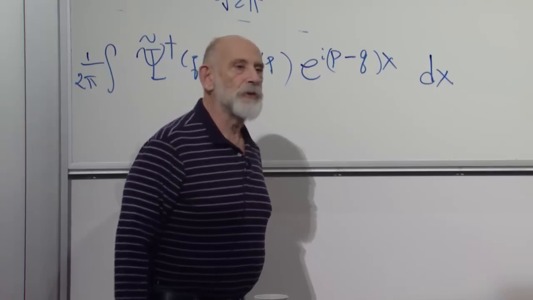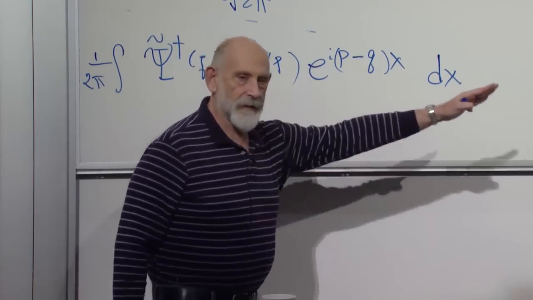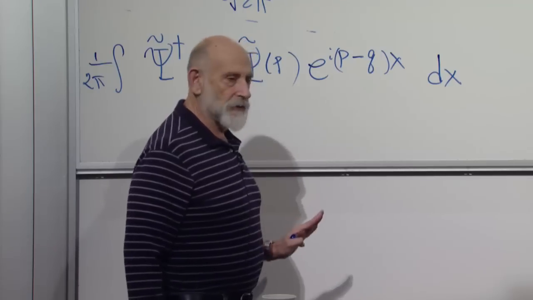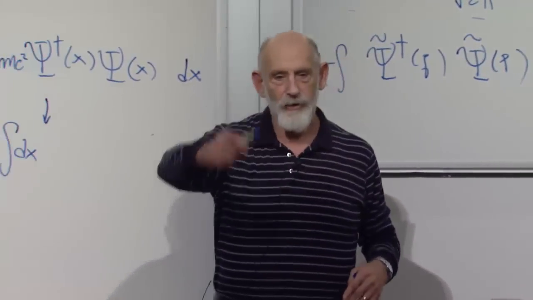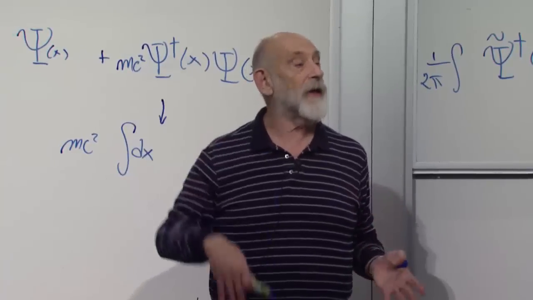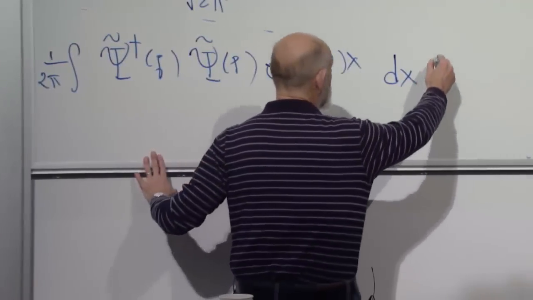Now, if you forget that, the way to think about it is the following. Supposing p minus q is not zero, then this is an oscillating thing. If p minus q is not zero, then it oscillates with x. What happens if you integrate something which oscillates as much positive as negative? Don't you need dp dq? Yeah, sorry, dp dq.